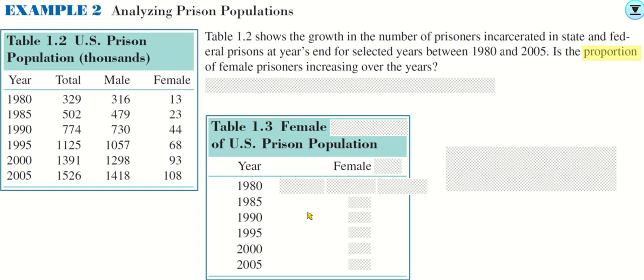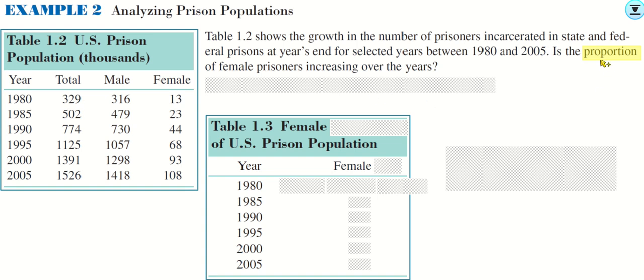Example 2. We have another table of numbers. Remember, these are a numerical approach, so you're just going by numbers and tables. Table 1.2 shows the growth in the number of prisoners incarcerated in state and federal prisons at year's end for selected years between 1980 and 2005. Is the proportion of female prisoners increasing over the years?